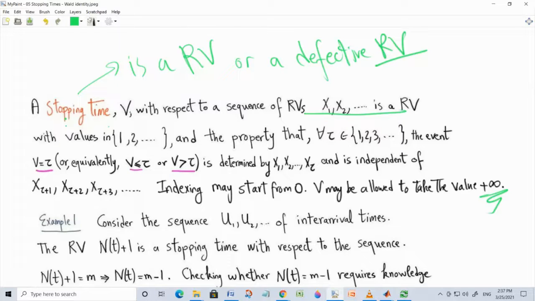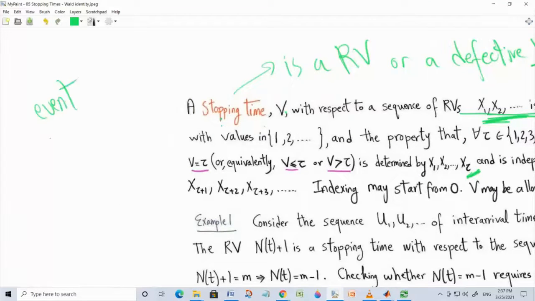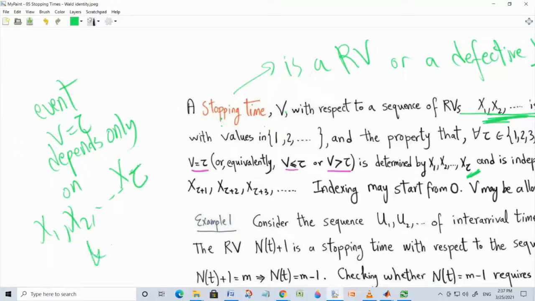For this random variable big V to be called a stopping time, it must be the case that the event big V equals tau depends only on the elements in the sequence x1, x2, x3 up to x of tau, and is independent of x of tau plus 1, x of tau plus 2, and so forth. This must be the case.